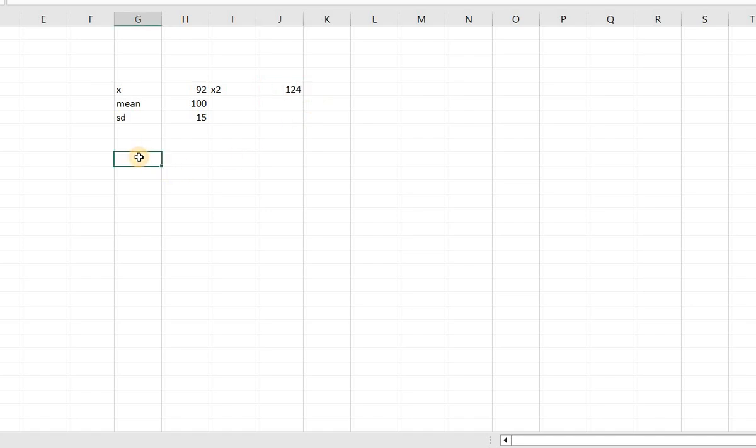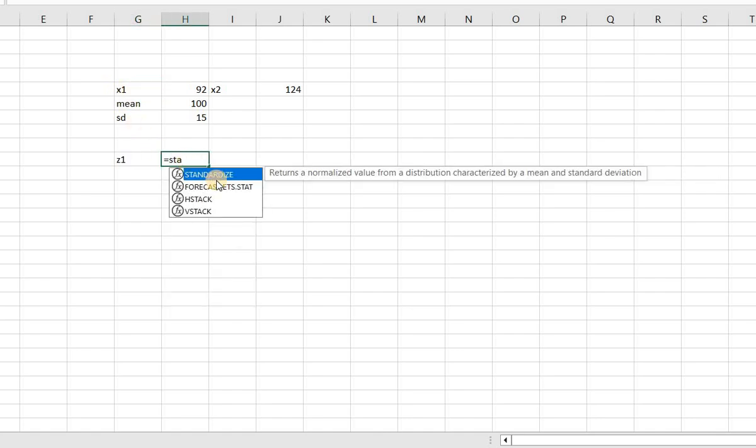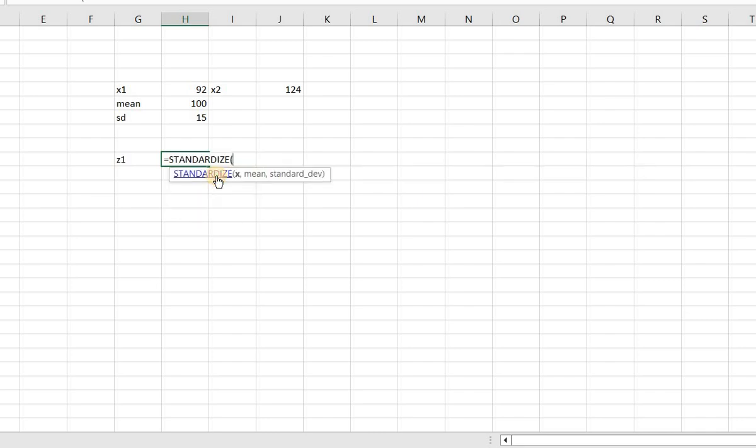All right, so I'm going to say Z1 for X1 is equal to STANDARDIZE. I'm going to click on the function STANDARDIZE. It's asking about X, so I'm going to click on the value for X, comma. It's asking about the mean. I'm going to click on the mean and then comma. I'm going to click on the standard deviation and then enter. As you see here, it's negative 0.53. If you round it to 2 decimals, it's going to be negative 0.53. I usually round the z-scores to 4 decimal places.